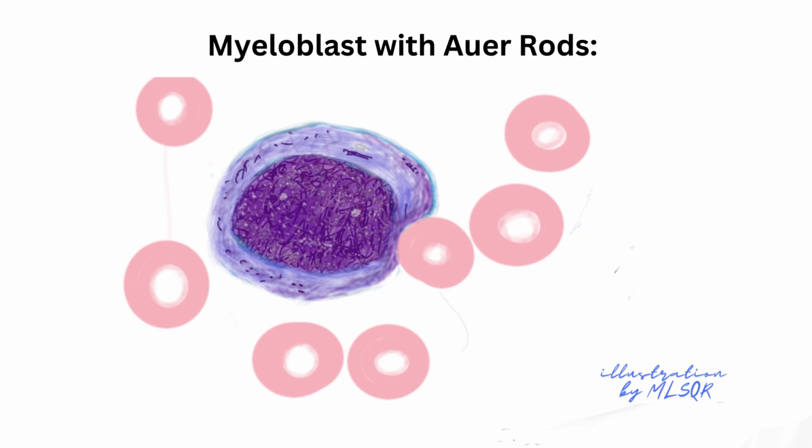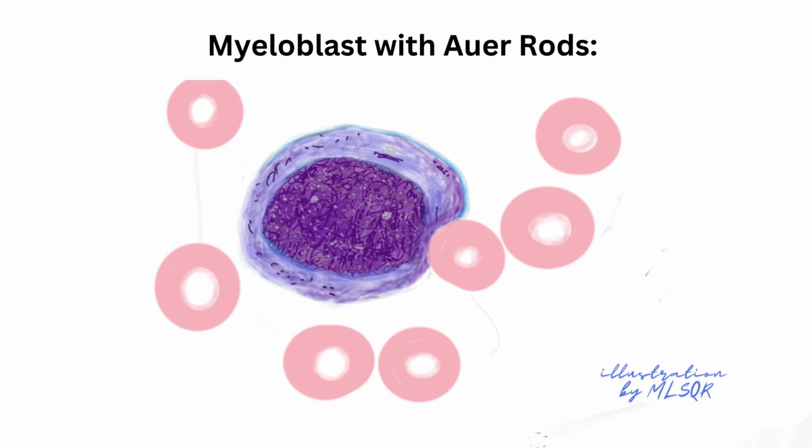Myeloblasts are 14 to 18 microns in diameter with a high nuclear cytoplasmic ratio up to 8 to 1, seen with a large oval blue-violet nucleus with a fine chromatin pattern possessing 2 to 4 nucleoli. We see a thin rim of blue cytoplasm, some with a few primary azurophilic granules.